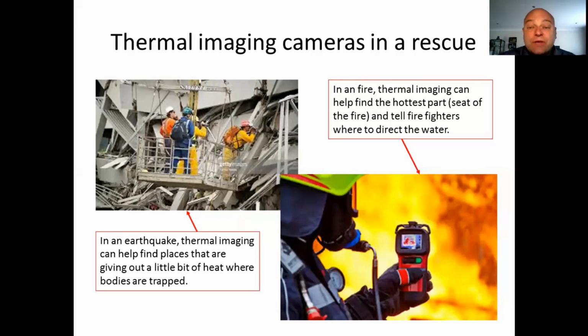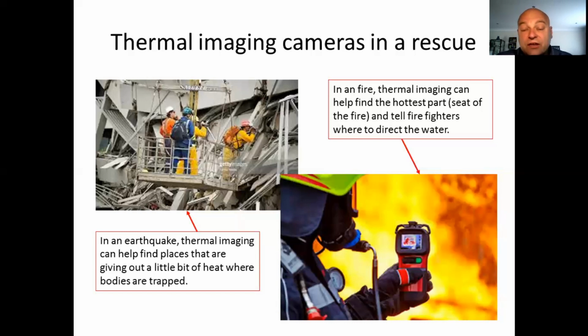Thermal imaging cameras can be used in rescues. For example, in an earthquake, thermal imaging cameras can be pointed at the rubble and half fallen down bits of building. If there's someone in there, they're giving out just a little bit more heat than the surroundings. So they'll show up white on the thermal imaging camera against the slightly colder surroundings, and it makes them easier to locate.